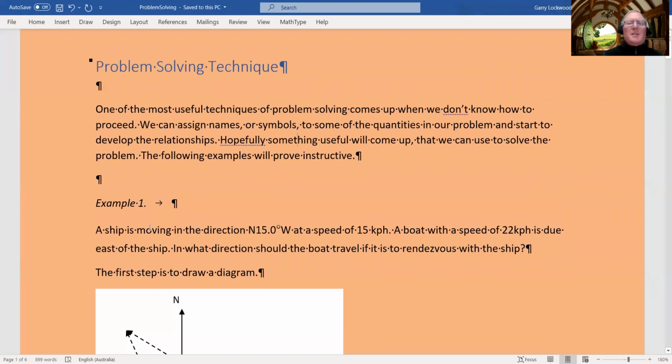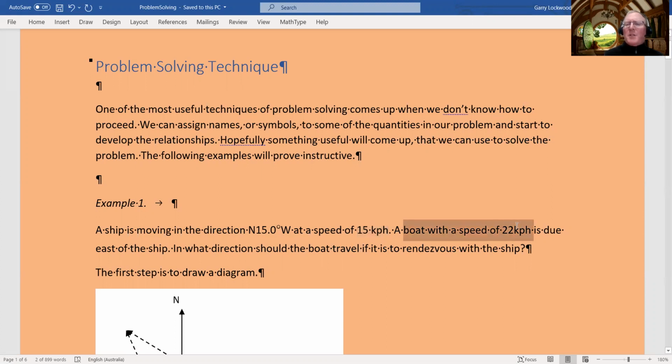So this first one is that we've got a ship moving in the direction north 15.0 degrees west at a speed of 15 kilometers an hour. Well, of course, they often use knots in shipping and aviation because a knot is a nautical mile per hour, and a nautical mile is slightly different to a regular mile. It's 1 minute around a great circle.